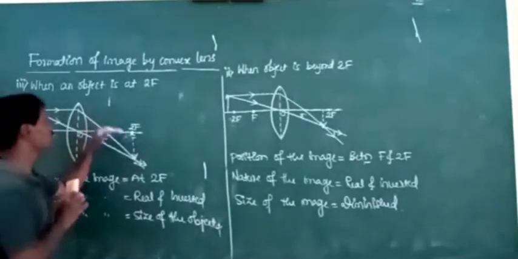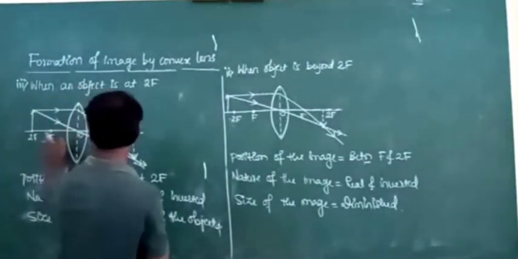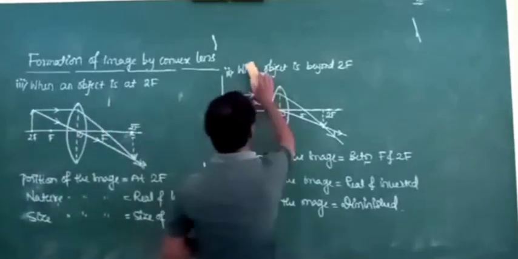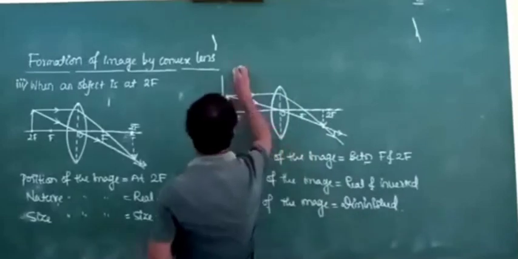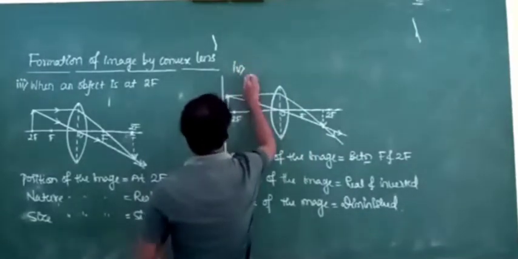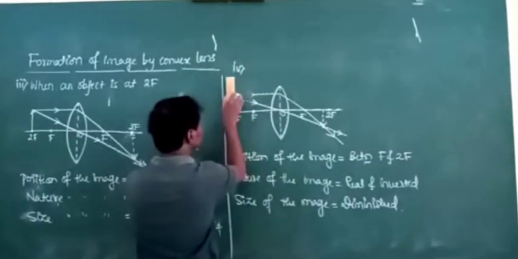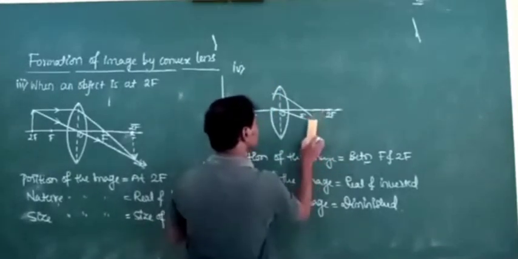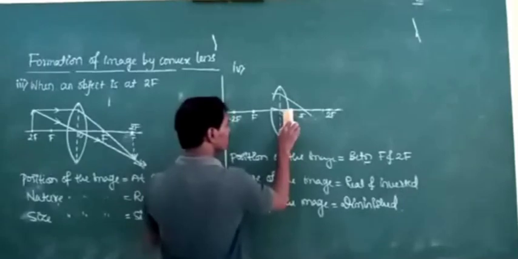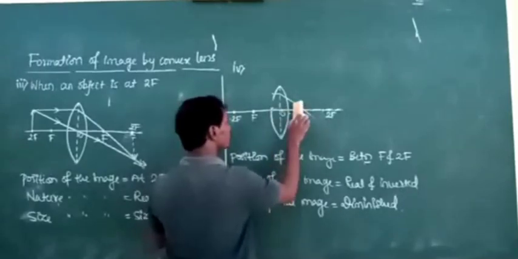Okay. Then next, I will bring the object in between 2F and F. Then where will its image be found? Number 2. Once again, I am telling you, while drawing the ray diagram, take accurate measurements.